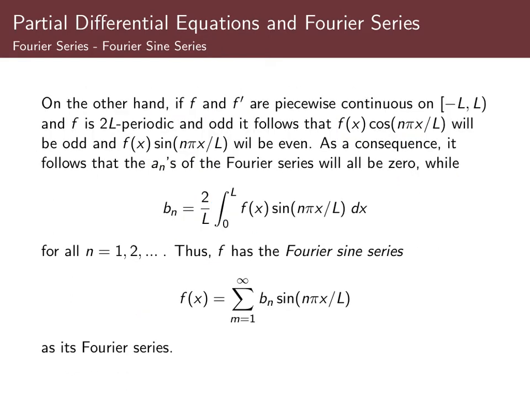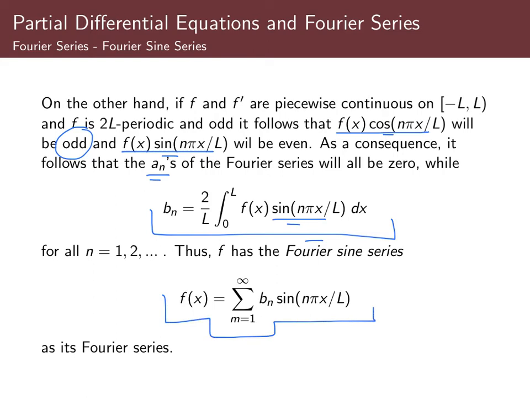On the other hand, if f has all the same properties but is odd, then the cosine terms will be odd because you have an odd function times an even function, but the sine terms will be even because you have odd times odd. As a consequence, the an's in this case will be the integral of odd terms, which will be 0, while the bn's will have the same form as in the previous slide, with the factor of two because of the evenness of the integrand. So if f is odd, then its Fourier series is just a Fourier sine series.